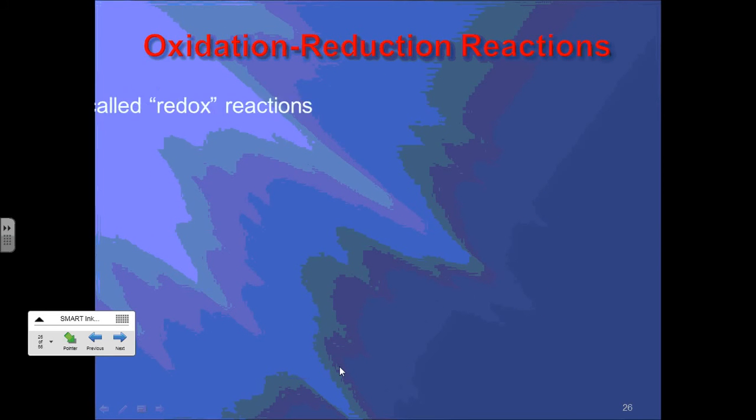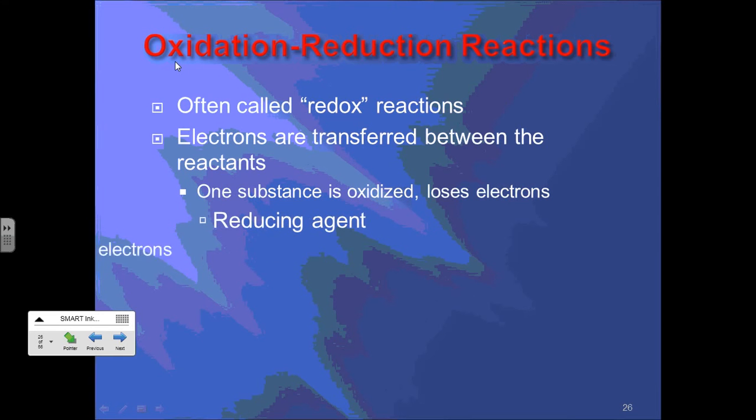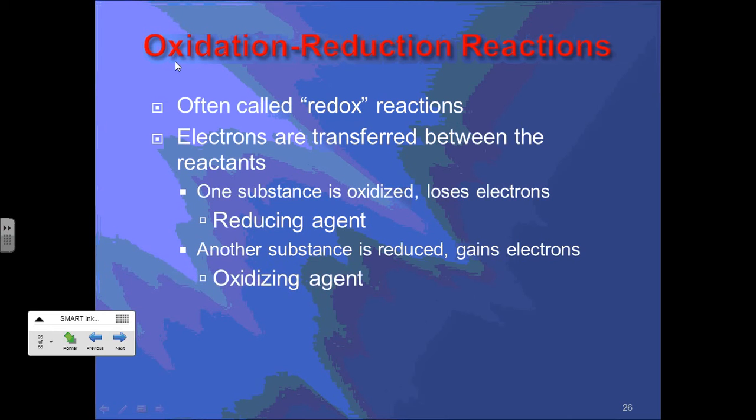Oxidation reduction reactions. Now, these are affectionately called redox reactions for short. It's when you take the abbreviation of the red from reduction and the ox from oxidation, and they're combined to represent a redox reaction. But it's a little bit more specific than that. A redox reaction represents the process that happens when electrons are transferred between reactants. In this case, one substance is oxidized, or loses an electron, and another substance is reduced, or gains an electron. Now, the substance that's oxidized and loses an electron is known as the reducing agent, even though it is oxidized. The substance that is reduced and gains an electron is known as the oxidizing agent.